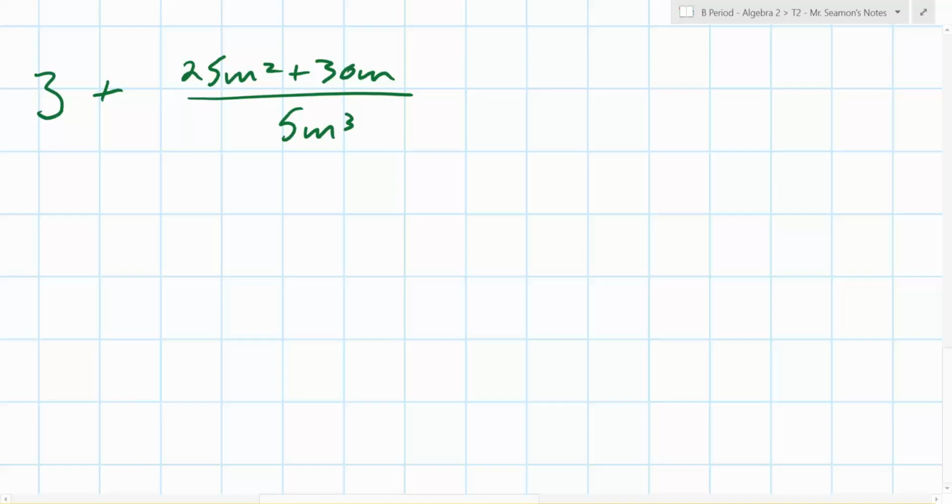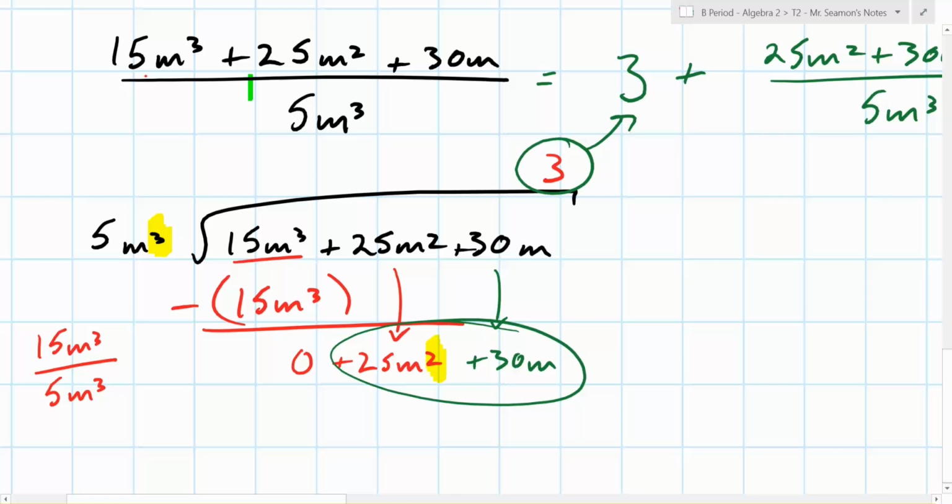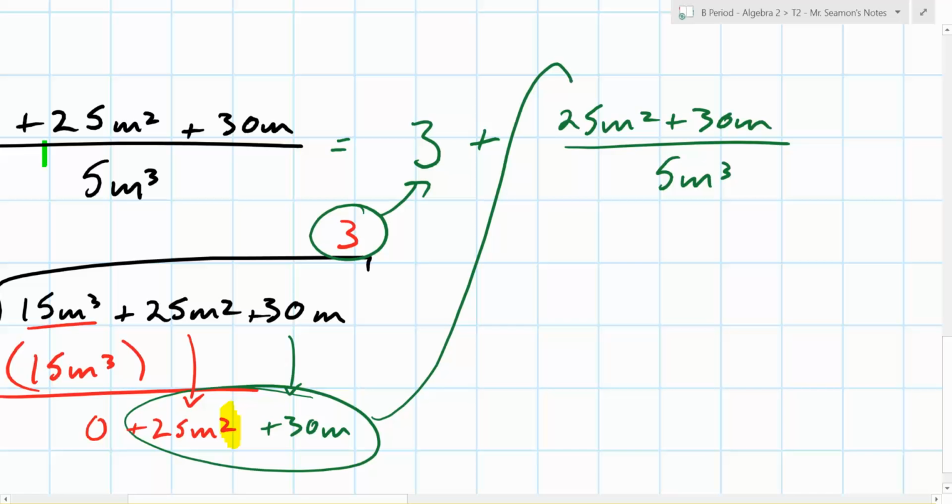Similarly, what did we end up with over here down at the bottom? We ended up with this thing, right? Our quotient was 3, and then we ended up with the remainder right here, but then it has to be over the 5m squared, the divisor. It has to be over that.